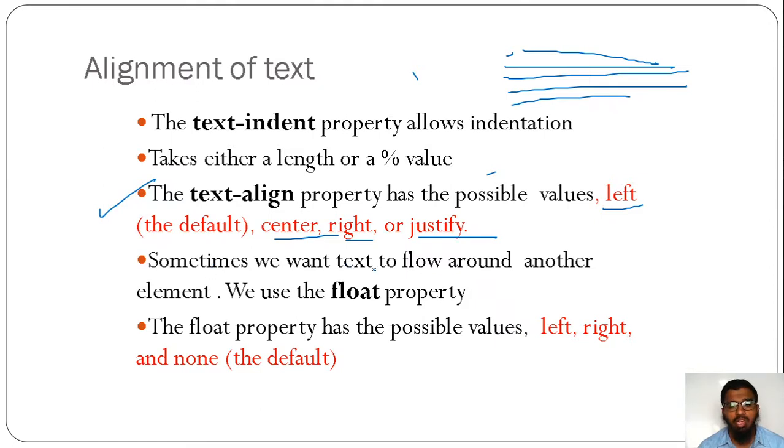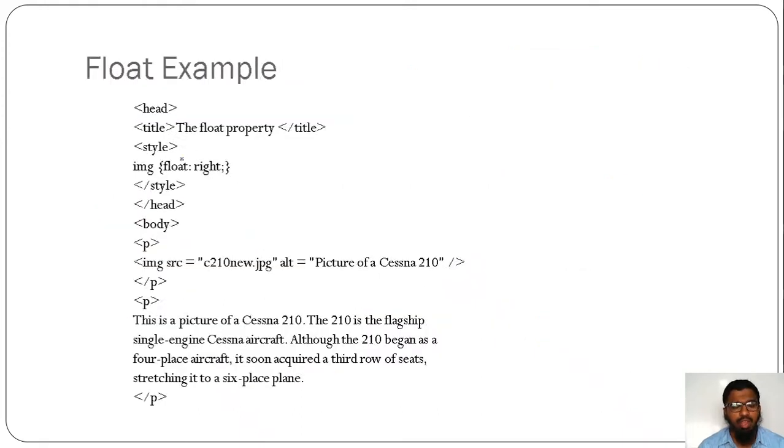Sometimes we want text to flow around another element. We use the float property. The float property is very important. If sometimes you want a photo or picture on the left side, you can use left. If you want right, you can use right, and none. None will be the default one, and left will be the default in text-align. Here, the output is not shown for this example, so I will do one thing, I can show you.